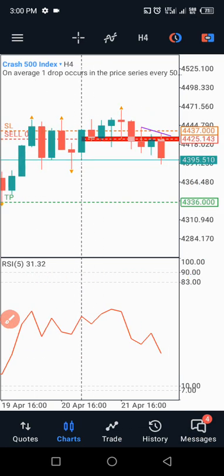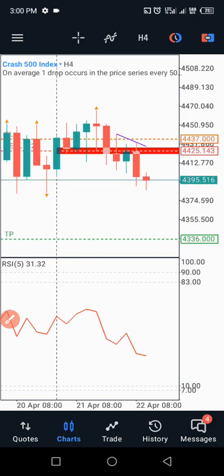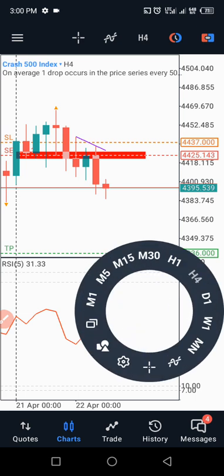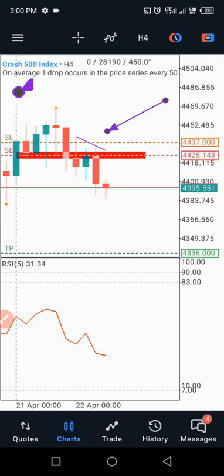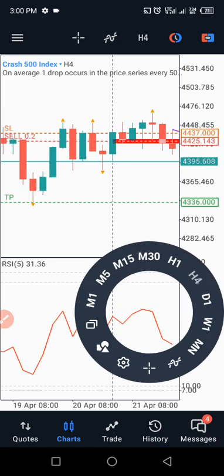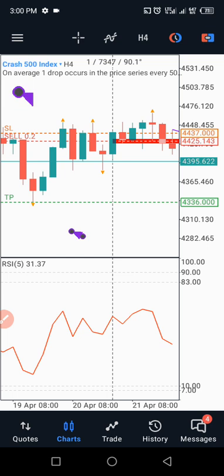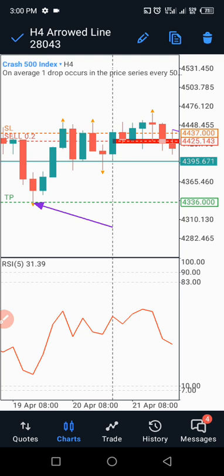You can see that we have set our stop loss and our take profit. Our stop loss is above this high here, and our take profit is at this particular low here. This is where we target our take profit to get to, and then we want to take our profits at that particular level.